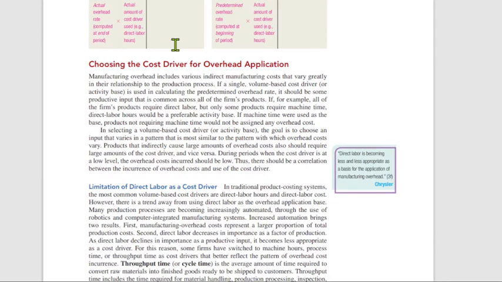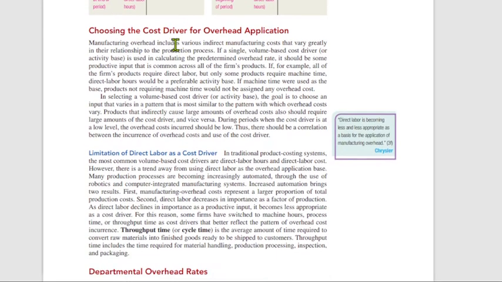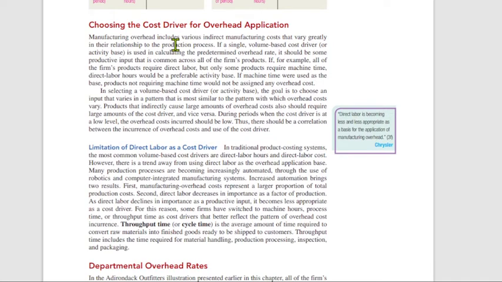Direct labor is becoming less and less appropriate as a basis for the application of manufacturing overhead. This is according to Chrysler. Why? Kung babasahin mo itong passage na ito, ang concept lang na sinasabi niya dyan ay, because of technology, because of automation and innovation in our production systems, hindi na po appropriate na direct labor hours, direct labor cost ang gamitin natin, especially for factory and manufacturing firms that are majority of its operations are in automated mode. Kasi less human or labor intervention na yan.